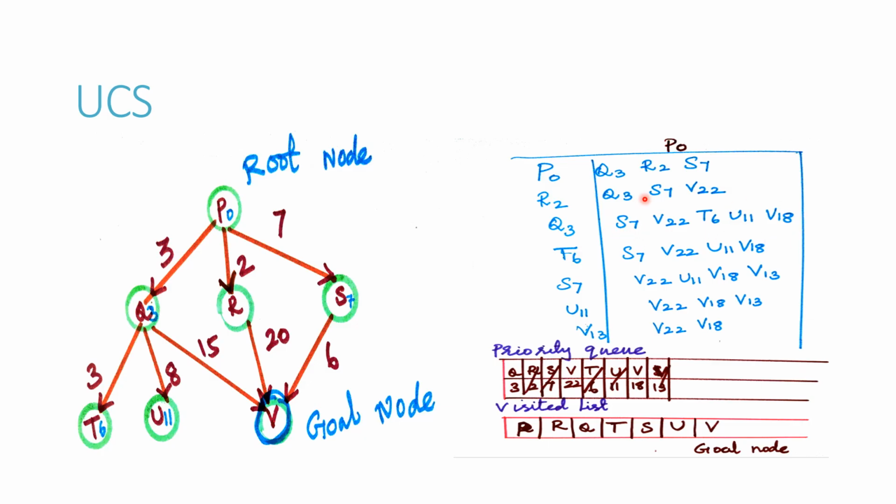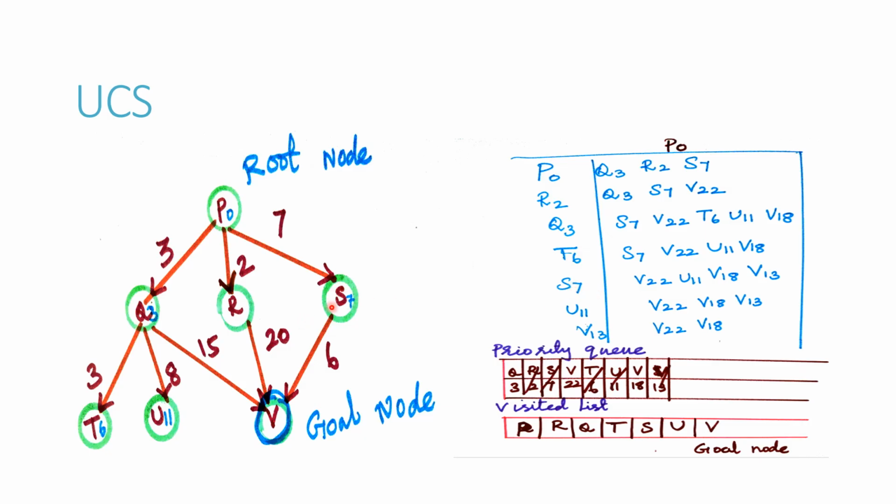From this, which one has the lowest cost? T6. Here: S7, V22, T6, U11, V18. T6 is the lowest value, so move this T to the visited list and expand T. Expanding T, this is a leaf node, no further nodes, and terminate it. Okay. Then next we compare the remaining values. Which one has the lowest value? 7, 22, 11, 18. So S7 is shifted to the visited list and then expand S.